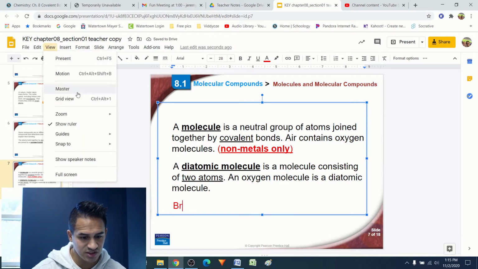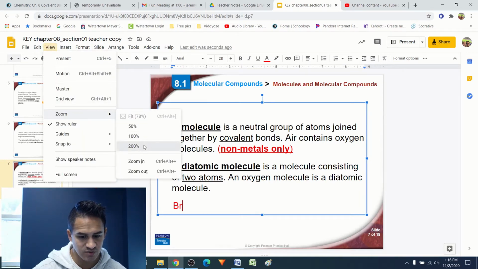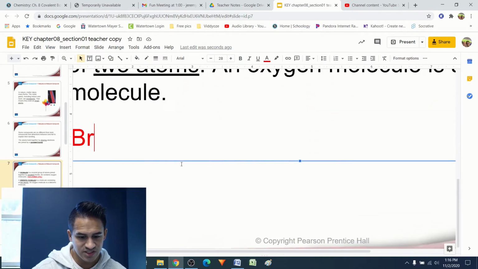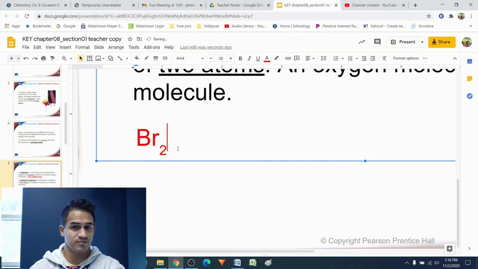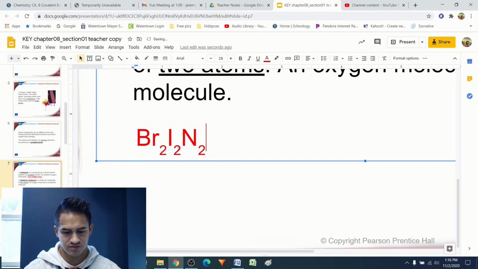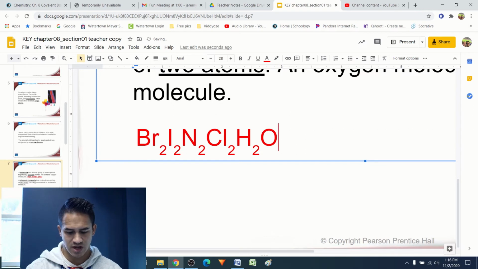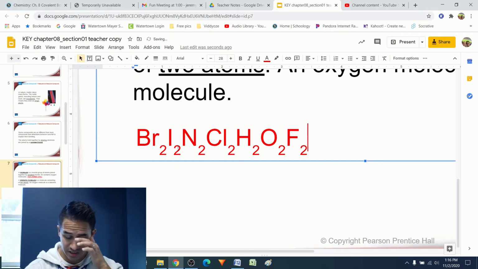I'm going to zoom in here just so we can actually see this better and make sure we don't miss this. So the 7 elements that exist in nature diatomically, meaning that when they're in nature, it will be 2 of them. You'll never just see a Br. It's always 2 Brs. So we have bromine, iodine, nitrogen, chlorine, hydrogen, oxygen, and fluorine. This is why I call them the Brinkelhoffs. If you spell out bromine, iodine, nitrogen, chlorine, hydrogen, oxygen, fluorine, it spells out Brinkelhoff.